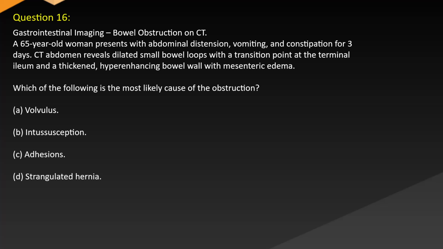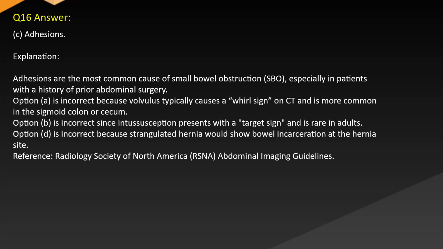A. Volvulus. B. Intussusception. C. Adhesions. D. Strangulated hernia. Answer C. Adhesions. Explanation: Adhesions are the most common cause of small bowel obstruction, SBO, especially in patients with a history of prior abdominal surgery.